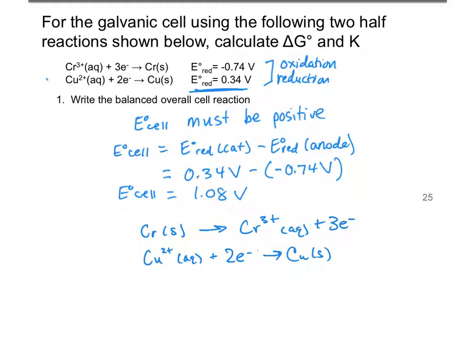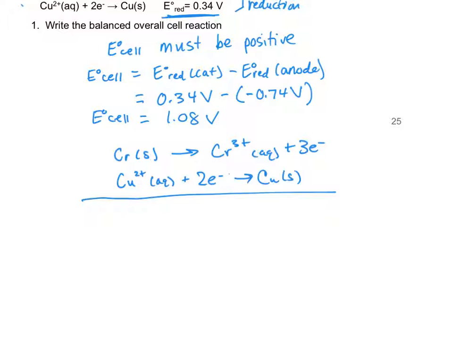Okay, so you can see that we didn't need to balance equations to get our cell potential, but we do need to do so in order to get an overall. We've got 3 electrons in the chromium half reaction. We've got 2 electrons in the copper. So if we multiply copper by 3 and chromium reaction by 2, we'll be able to cancel out our electrons and then write an overall reaction.